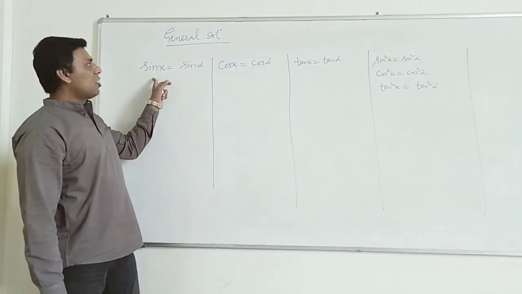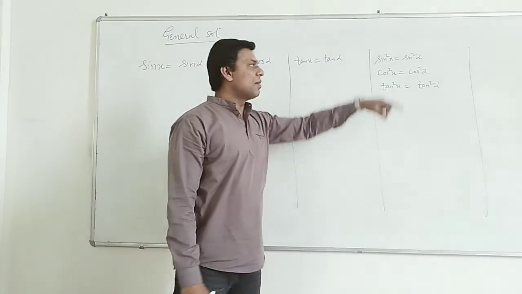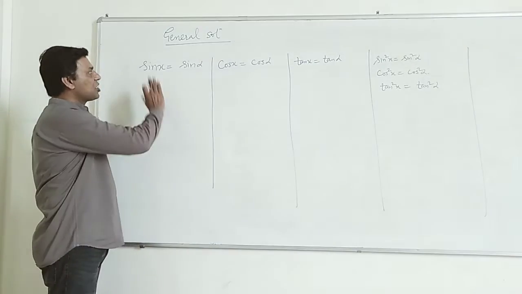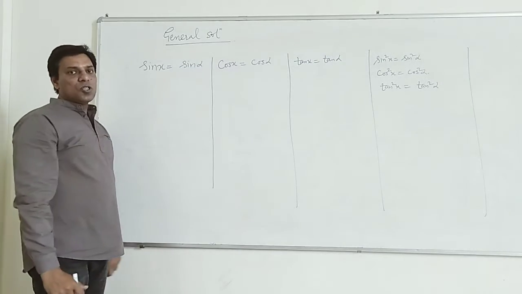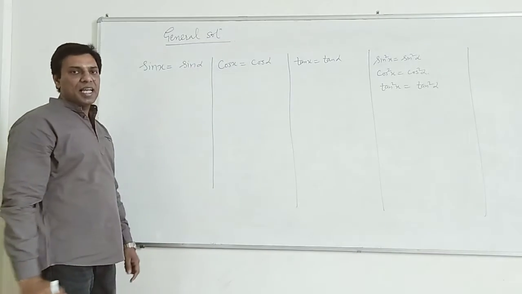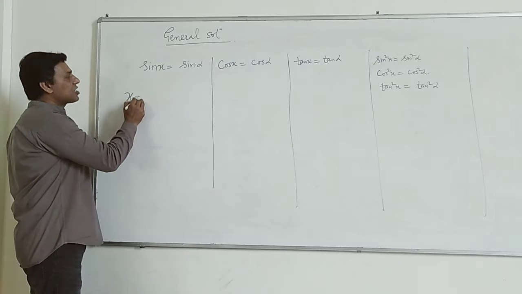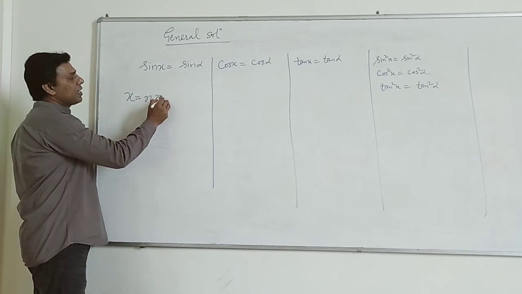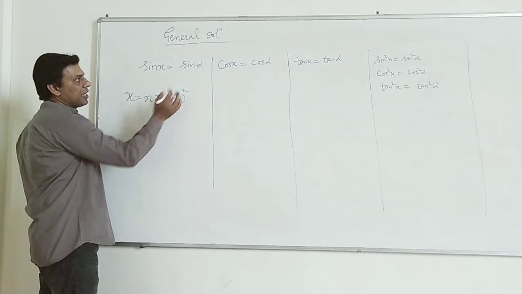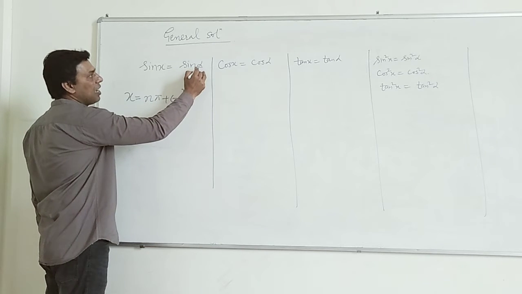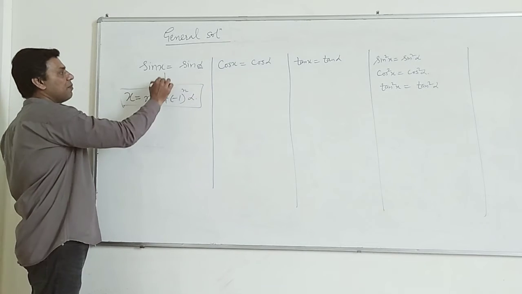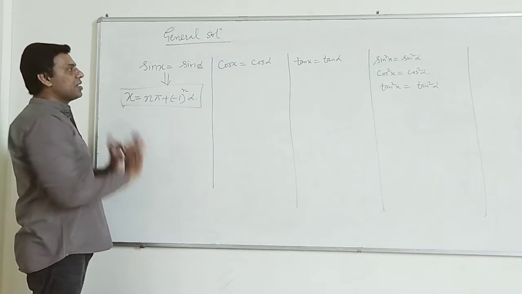Okay, now there are some other situations in general. Suppose you have the situation sin x is equal to sin alpha. How will you write the general solution for this type of trigonometric equation? You will write x is equal to n pi plus minus 1 to the power n. This is the permanent thing. And you will have to write alpha, the first principal solution. So remember this thing: sin x is equal to sin alpha means this.